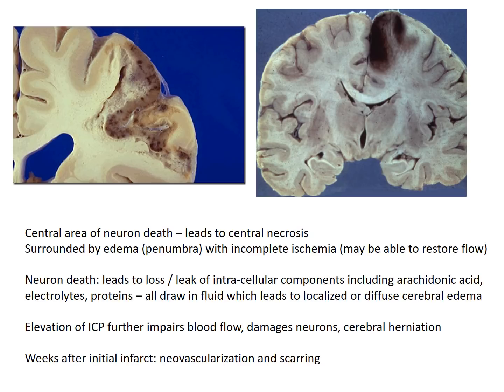Central area is going to have neuron death due to necrosis. The surrounding region, due to edema and incomplete ischemia, may be able to restore blood flow and may be able to show recovery. Why do the neurons die? So loss of oxygen, the loss of glucose, the loss of nutrient, the inability to make ATP will lead to cell membrane dysfunction that will lead to cell death.